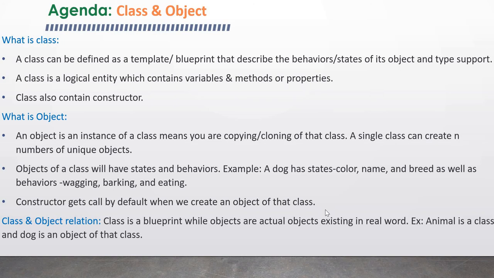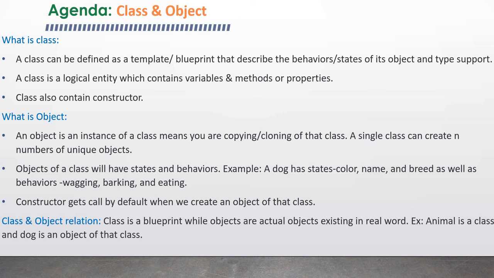So what is class? A class can be defined as a template or blueprint that describes the behavior or states of its object and type support. So you can say it's a template, it's a blueprint where a number of objects can be put together, can be placed in a class, and it will describe the behavior of its objects. So class is a template or blueprint.